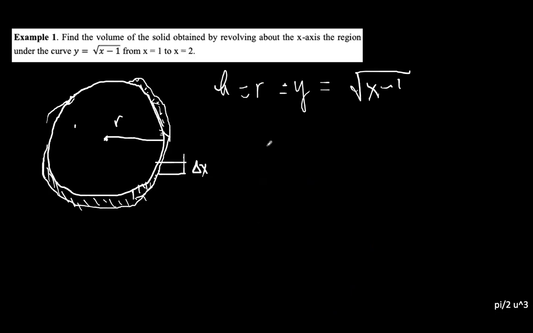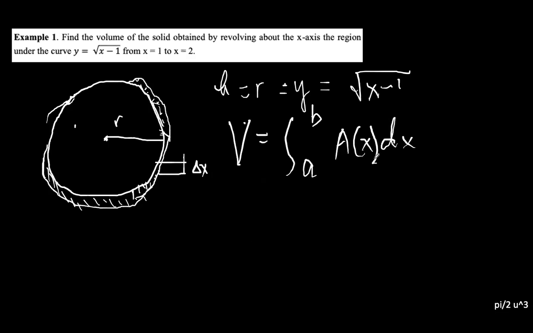Ganyan. So, ano nga ba yung formula natin ng volume? Ang volume ay, but area. Volume is equal to the integral from A to B of the given area of the disk. By the way, this is a disk. Although nag-slice tayo, pero specifically, we form a disk. And the delta x. Okay?